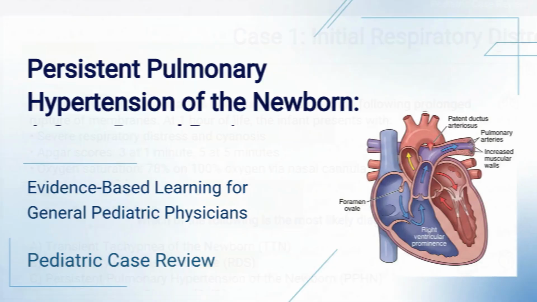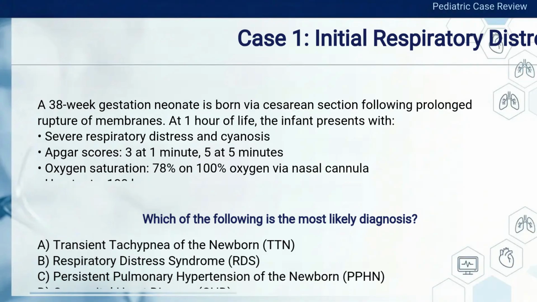Let us begin. Case 1. A 38-week gestation neonate is born via cesarean section following prolonged rupture of membranes. At 1 hour of life, the infant presents with severe respiratory distress and cyanosis. APGAR scores were 3 at 1 minute and 5 at 5 minutes. Oxygen saturation is 78% on 100% oxygen via nasal cannula. Heart rate is 180 beats per minute and respiratory rate is 70 breaths per minute. Chest X-ray shows clear lung fields with mild cardiomegaly.